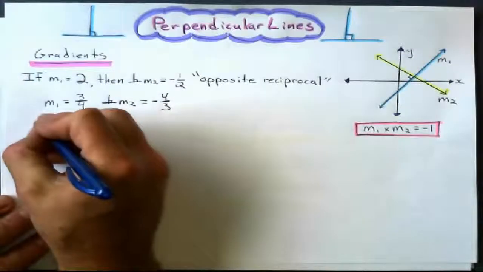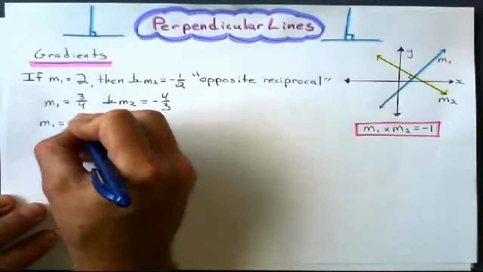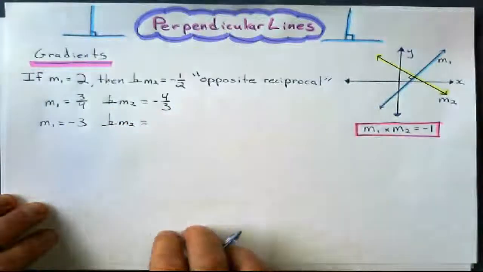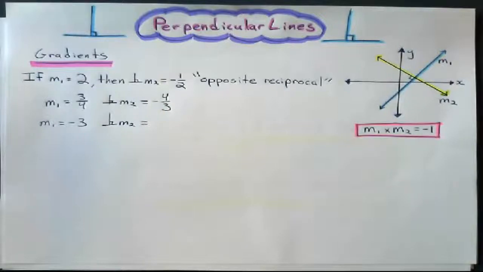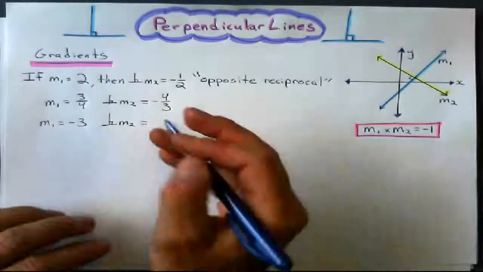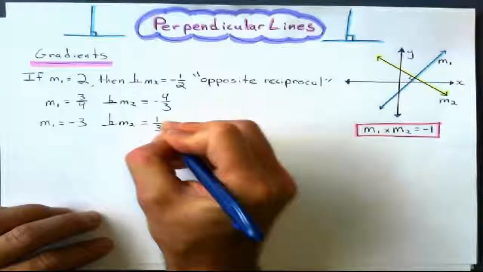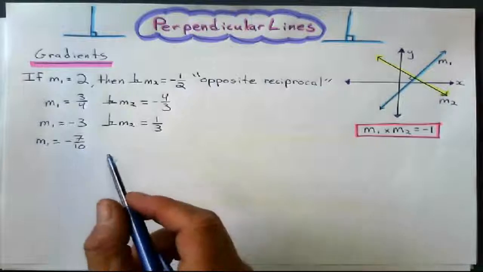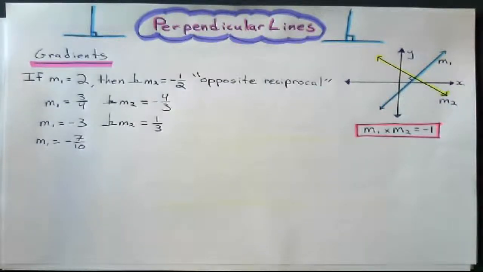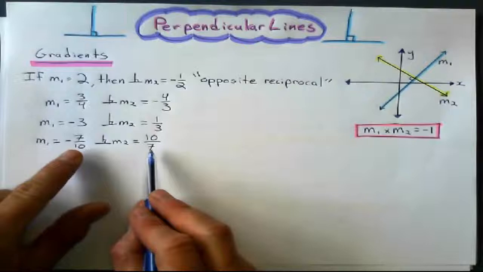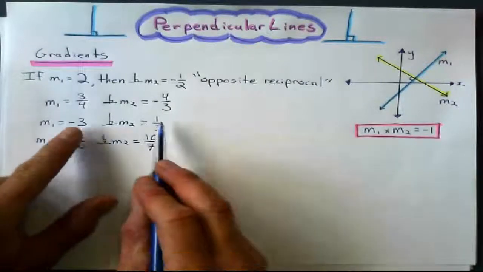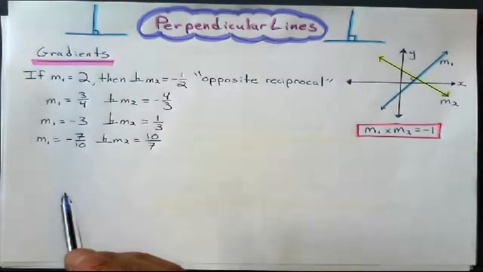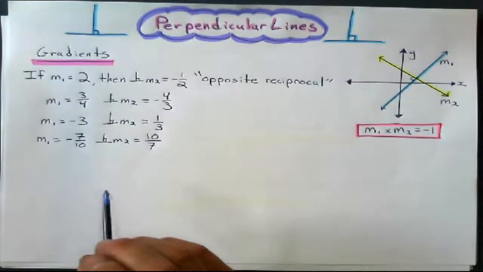And I can just keep going. If I have the gradient equaling -3, then the perpendicular gradient would be the opposite sign, which is positive, and the 3 inverted, which would be 1/3. And I can keep going with examples here. -7/10 would give me +10/7, because if I multiplied these two numbers together, all of these pairs, I would get -1. So that's the first step in any of these problems: figuring out what the perpendicular gradient would be for that second line.